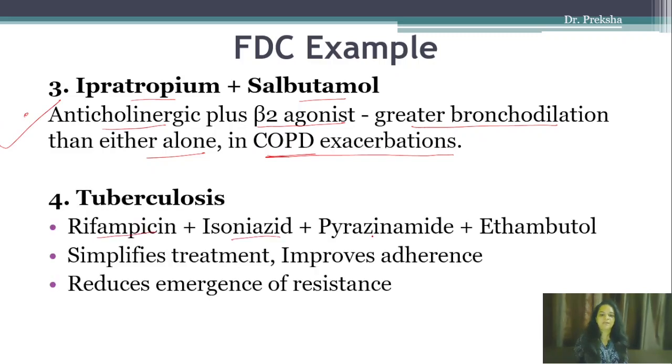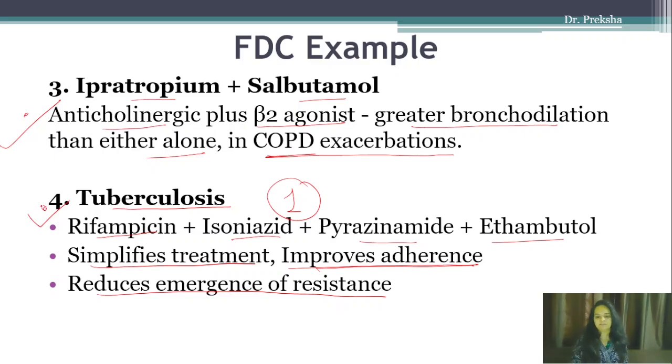Rifampicin plus isoniazid plus pyrazinamide plus ethambutol. This combination is given in the treatment of tuberculosis. Now instead of 4 tablets, the patient has to take only a single tablet and that will simplify the treatment, which is given for long term. Combining all these drugs in a single formulation will also improve adherence of the patient. These drugs also decrease the emergence of resistance. So this makes this combination a rational FDC.